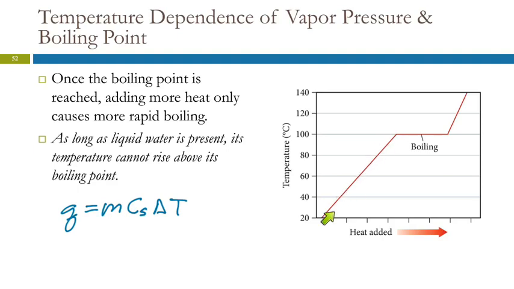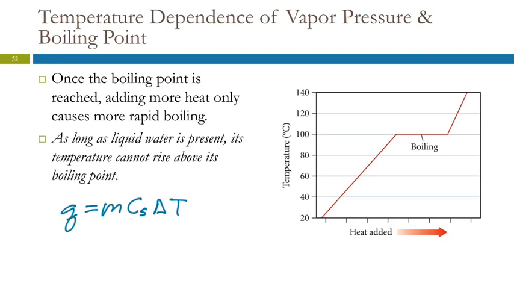It's a linear relationship. When we get up to 100 degrees, as we're heating this up, the vapor pressure of the water is going up. When we get to 100 degrees, the vapor pressure is now equal to the atmospheric pressure, and the water begins to boil.